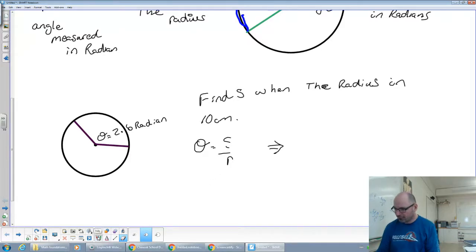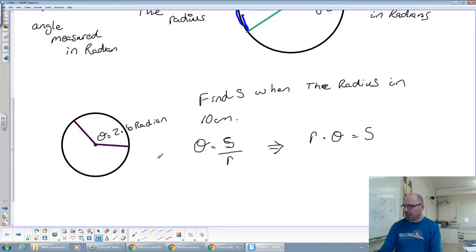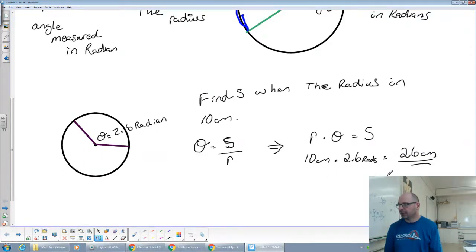Oops, I erased it there. So multiply this side by R to get rid of it. Multiply that side by R. So R times theta is equal to S. If we take our radians and multiply it by our radius, we should get the arc length. So the R value was 10 centimeters times the radians of 2.6 radians, which we'll call rads, and that gives us 26 centimeters for our arc length. Okay, the radians are just an angle measure in there.